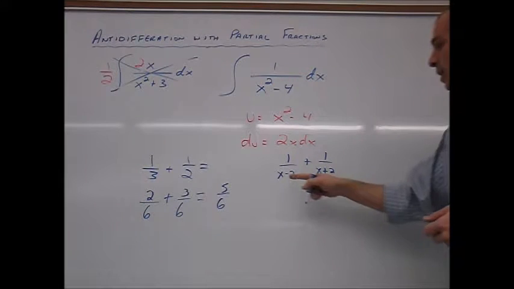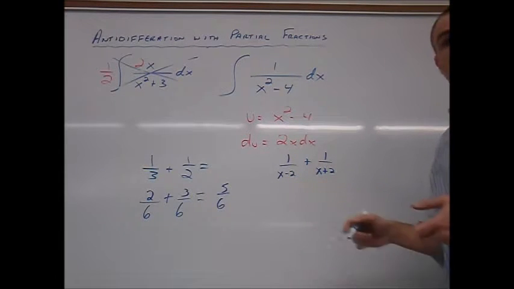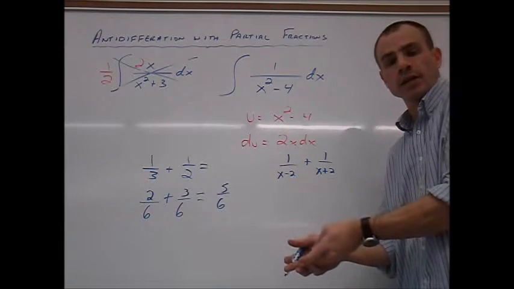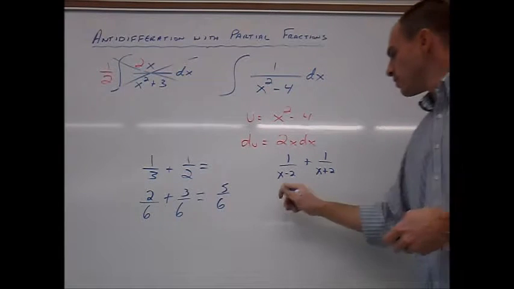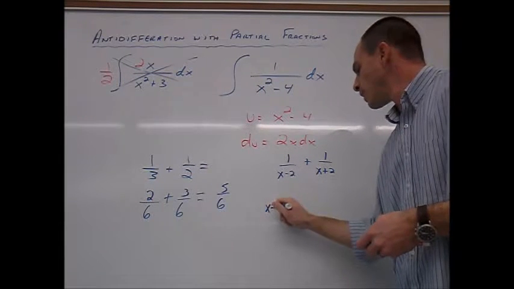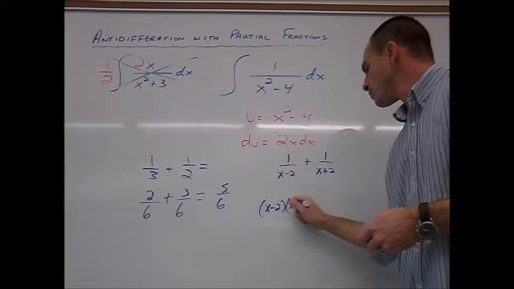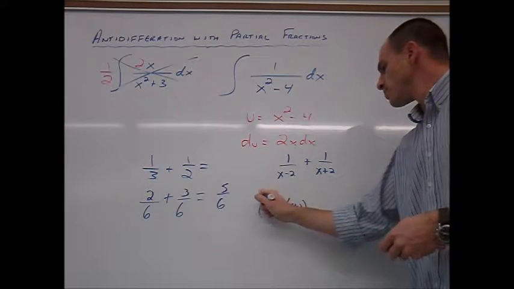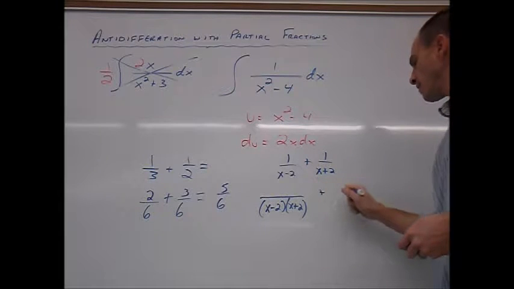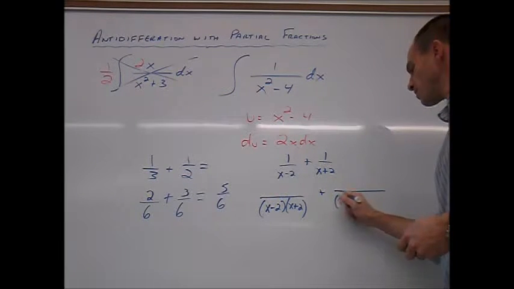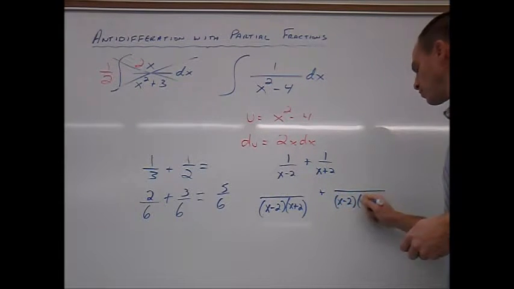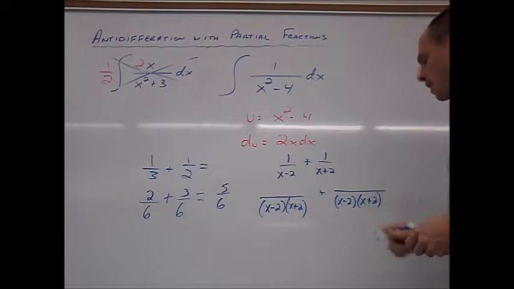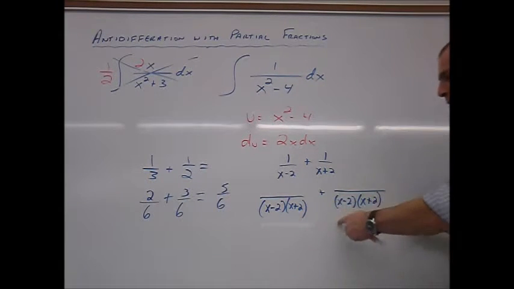All right, so if we want to do the same thing right here, our common denominator would just be the product of these two. So we would be looking to have x minus 2 times x plus 2. That would be our common denominator. So we have to change the first fraction, and we'd have to change the second fraction. And once we did so, then we could actually add these two fractions because they have the same denominator.